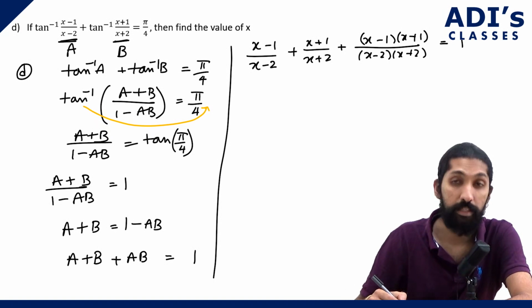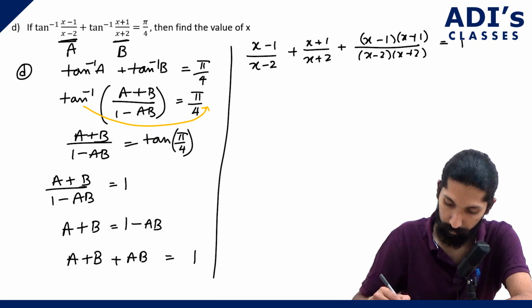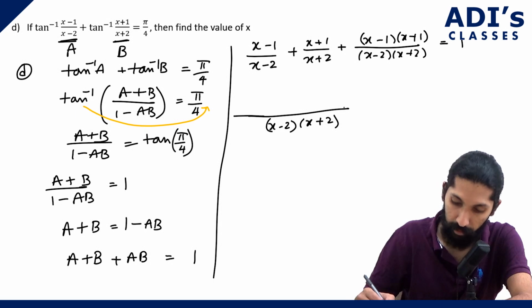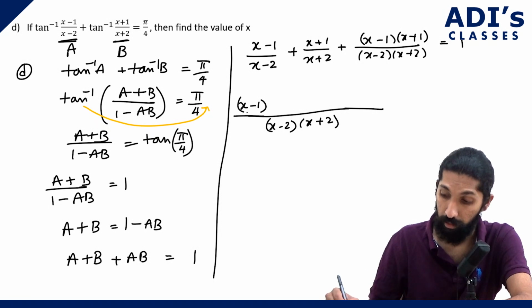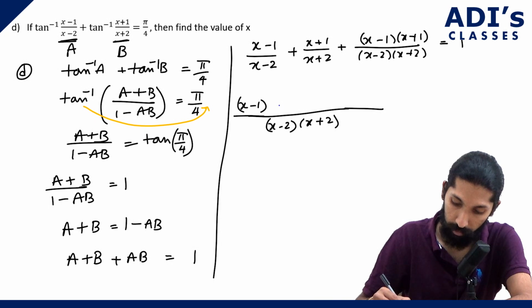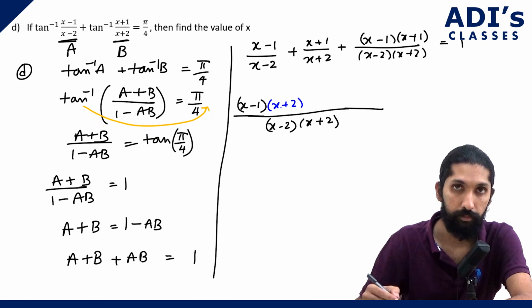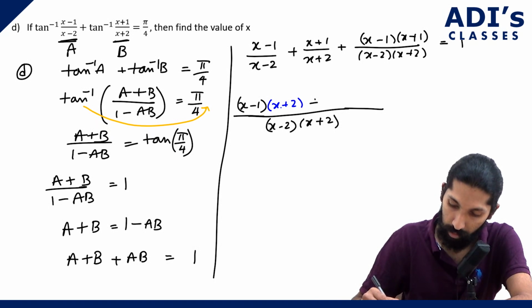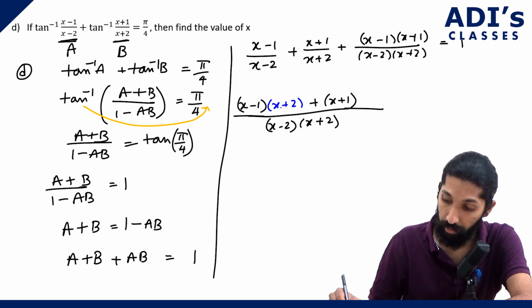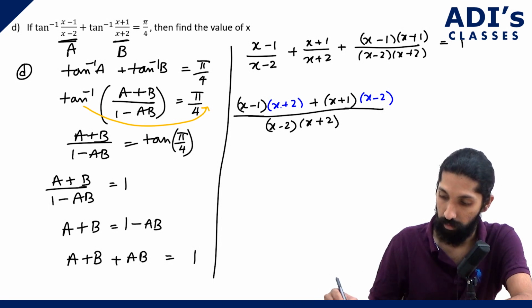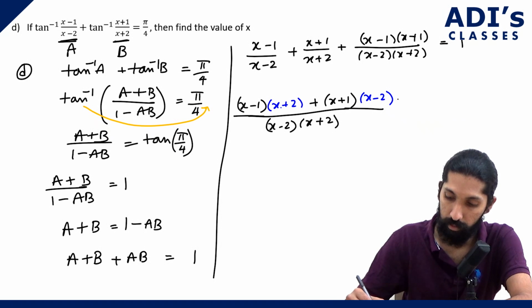Now LCM is x minus 2 into x plus 2. So on the first part, you are going to have x minus 1 into x plus 2, because you already have that x minus 2, right? Plus x plus 1 into, what do you get? X minus 2, isn't it? Of course, then here you have plus x square minus 1.